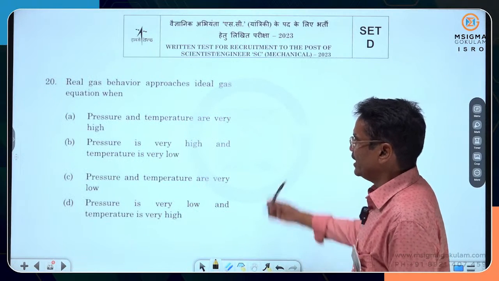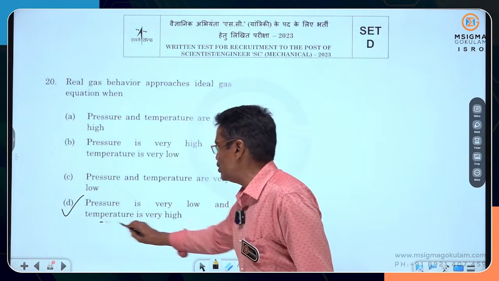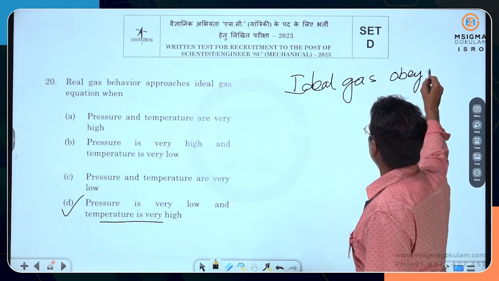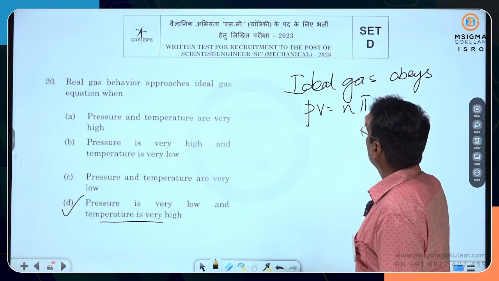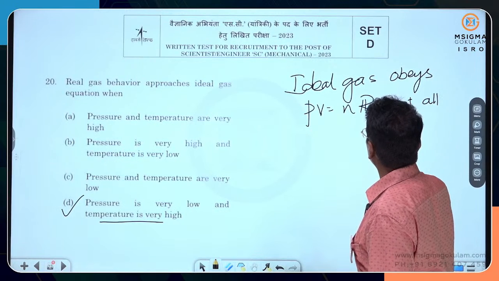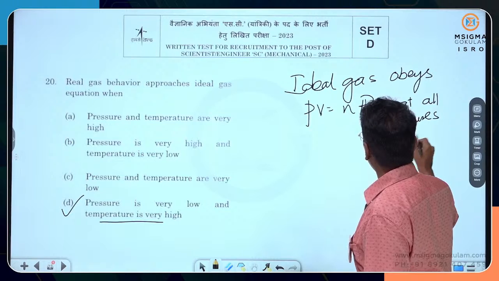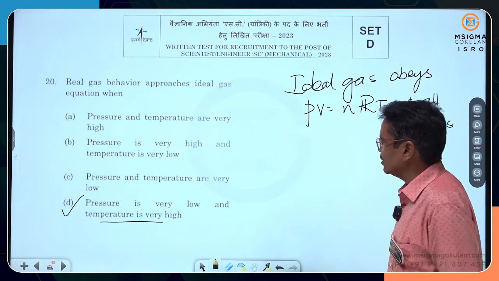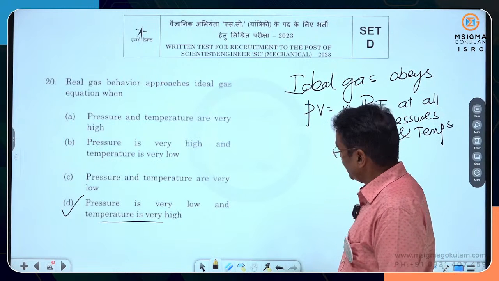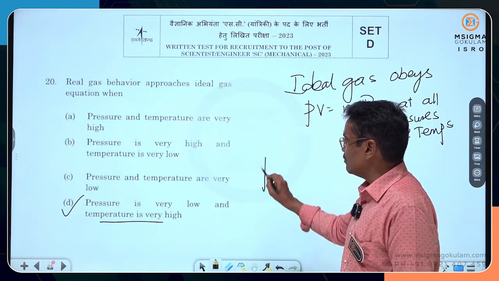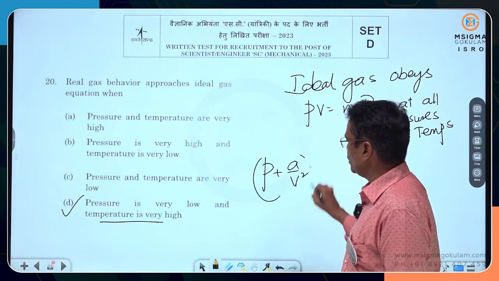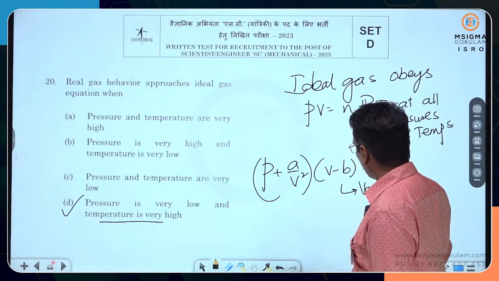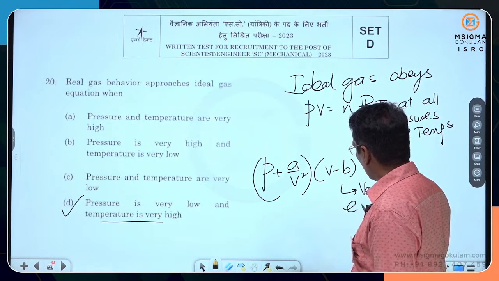Real gas behavior approaches ideal gas when the pressure is very low and the temperature is very high. Ideal gas is the gas which obeys PV equals nRT at all pressures and temperatures. That is ideal gas, which obeys all the gas laws at all pressures and temperatures. But a real gas obeys a different equation called the van der Waals equation, P plus a by V squared into V minus b equals RT. This is the van der Waals equation of state defined for the real gas.